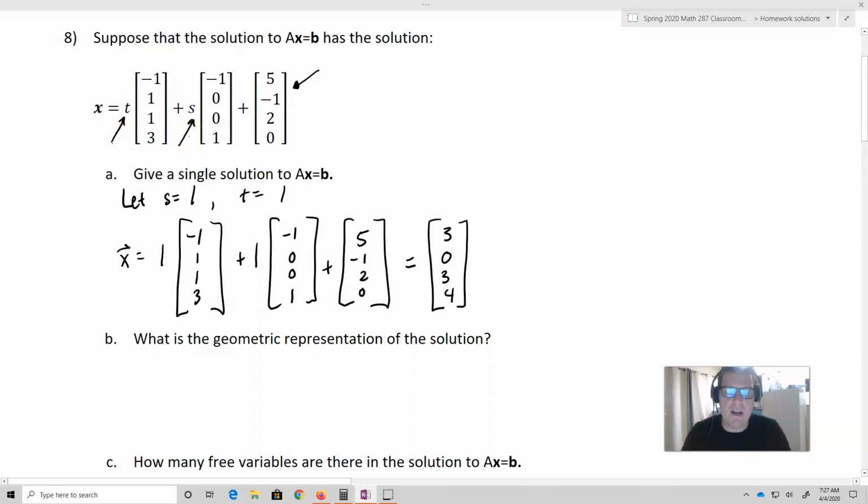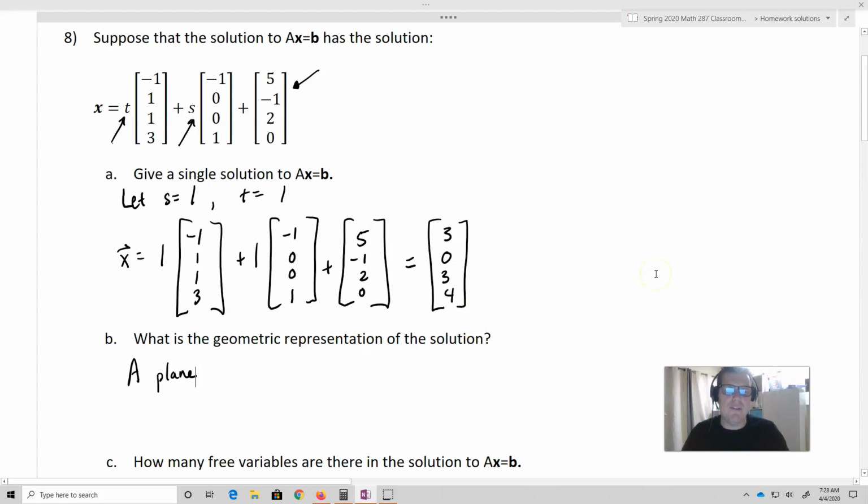And those free variables, there are two of them, right? So two free variables indicates a plane. One free variable, that's a line. No free variables, it's a point. Three free variables, you have what's called a volume. And four or more free variables, you have a hypervolume.